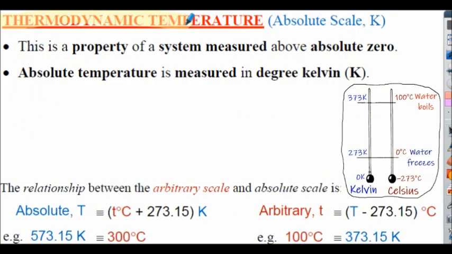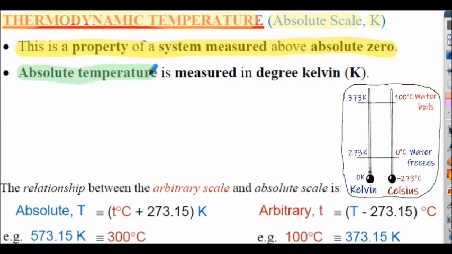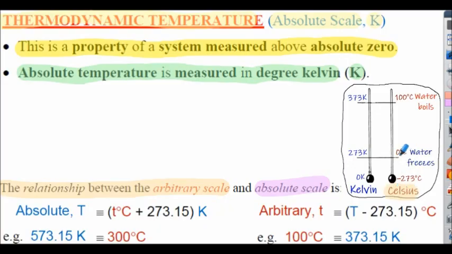Let's consider the thermodynamic temperature. This is the absolute scale, the Kelvin scale. This is a property of a system measured above absolute zero. Absolute temperature is measured in Kelvin, denoted by the symbol uppercase K. The relationship between the arbitrary scale, Celsius, and the absolute scale, Kelvin, is shown in the sketch on the right hand side here. On the Celsius scale, water freezes at 0 degrees C and it boils at 100 degrees C. On the Kelvin scale, water freezes at 273 K and boils at 373 K.